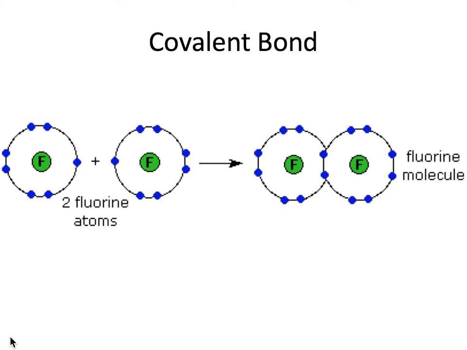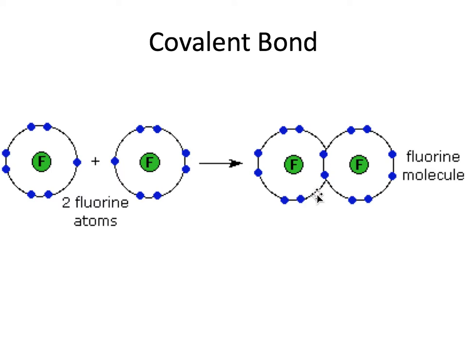Before, we looked at fluorine, and we said that fluorine has 7 electrons in its outer shell. So it's really looking for 1 more electron. What can happen is that 2 fluorine atoms get together because they're both reactive, and they end up sharing a pair of electrons. These are the 2 that they are sharing.